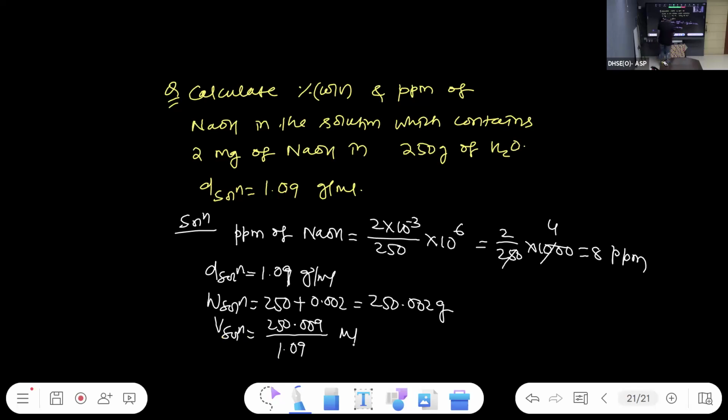So percentage weight by volume is mass of NaOH divided by volume, which is 250.002 divided by 1.09, into 100. Just see the calculation.